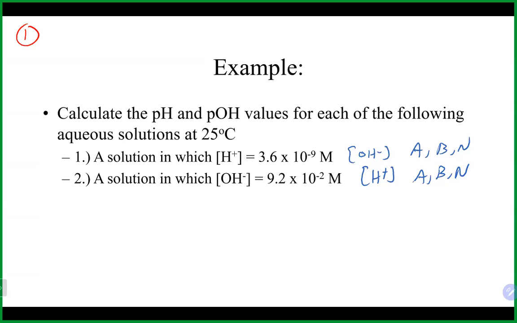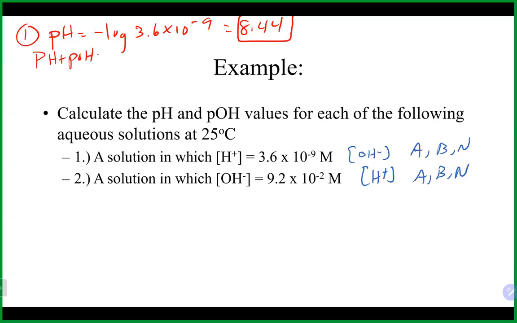I do have the H plus concentration, which means really, since I'm looking for everything, I have two options. I could go right into the pH. I could also use KW to get to the OH minus concentration if you wanted to. I'm going to go actually into the pH equation first. So that's going to be minus the log of 3.6 times 10 to the minus 9. Again, I'm going to punch that in correctly using my exponent button. And that will get me a pH of 8.44.